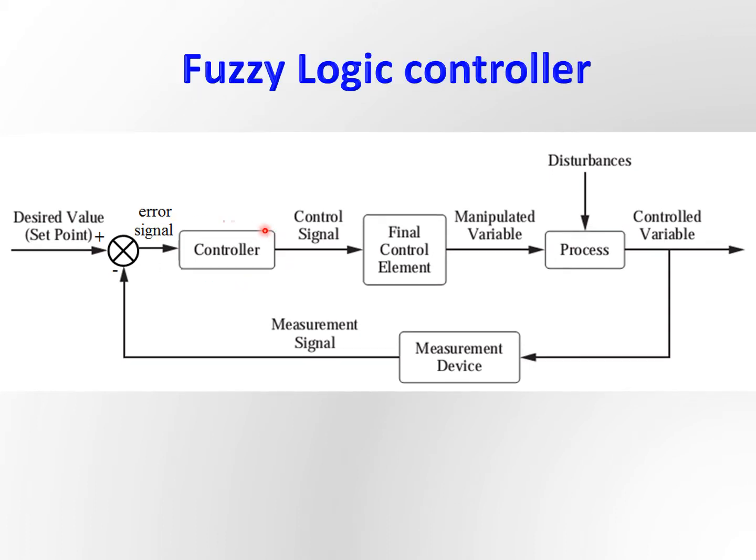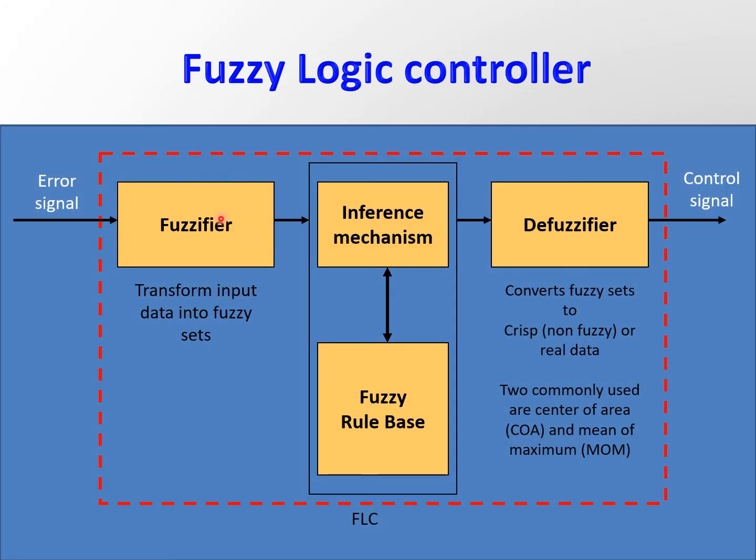Okay. For the fuzzy logic controller, basically we have these components we mentioned before in the introduction class. We have the fuzzifier, which transforms the input data into fuzzy sets, the inference mechanism, and the fuzzy rule base in one part of the fuzzy logic controller. And finally, when a few rules fire, we come up with the aggregation part where you get a fixed value from the defuzzifier. So the defuzzifier converts the fuzzy output to crisp, non-fuzzy or real data. There are two common methods, but there are other methods of doing so.